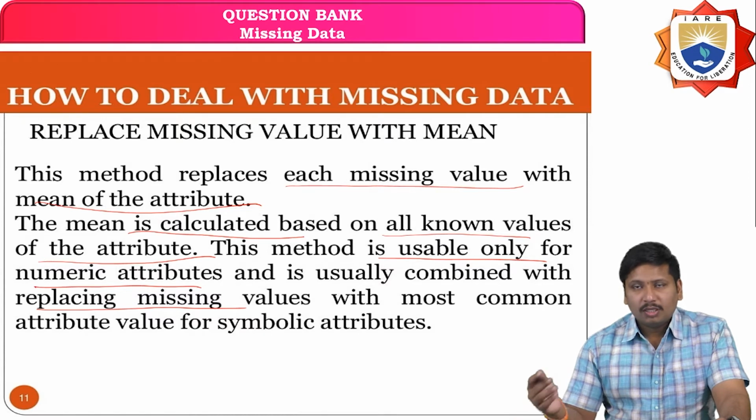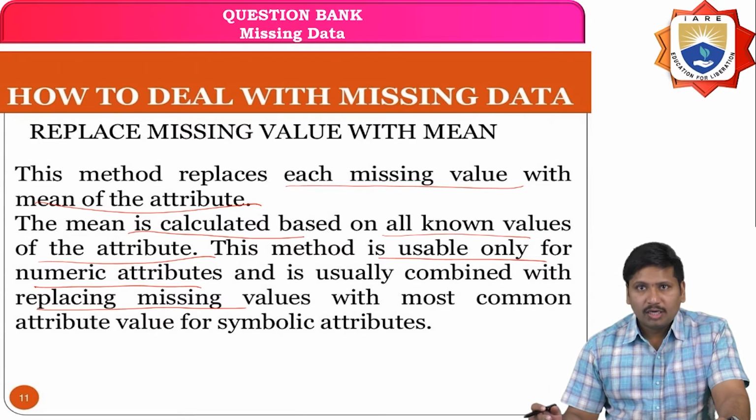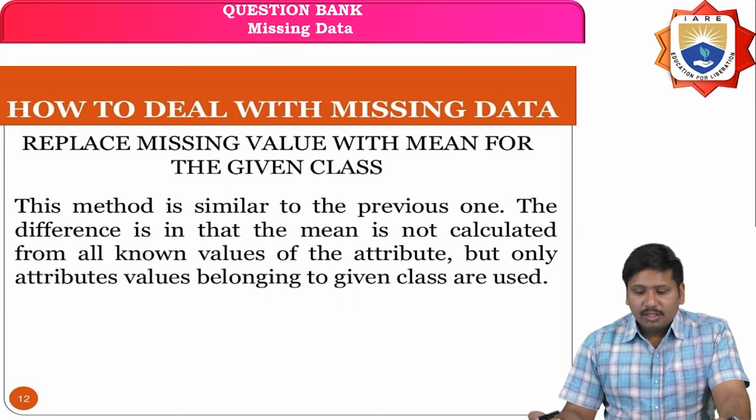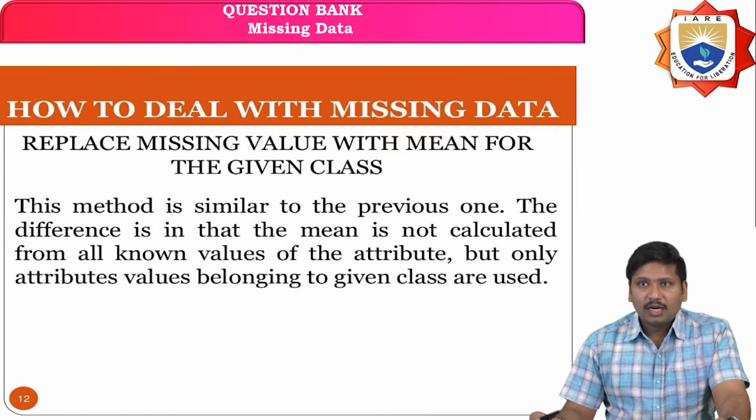So some methods may arise. What we are going to do is, in applications where a missing value is there, that value is going to be replaced with the mean value, and replacing the missing value with the mean for the given class. So this is another kind of method.